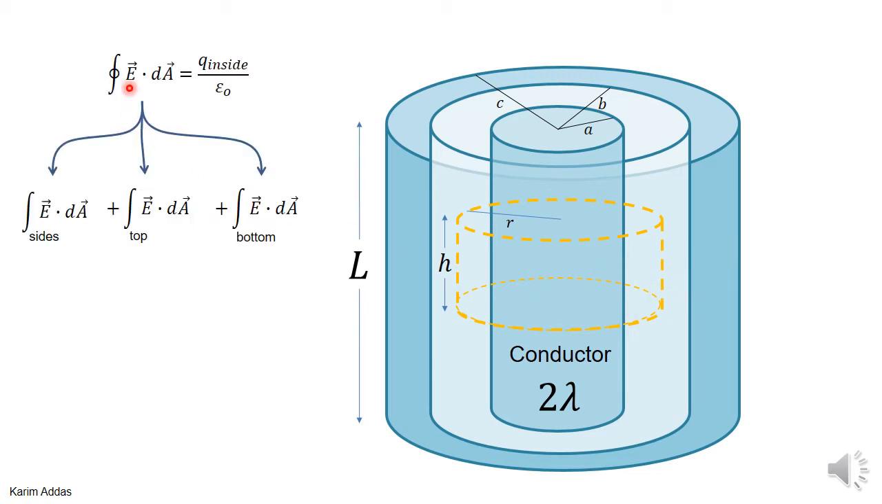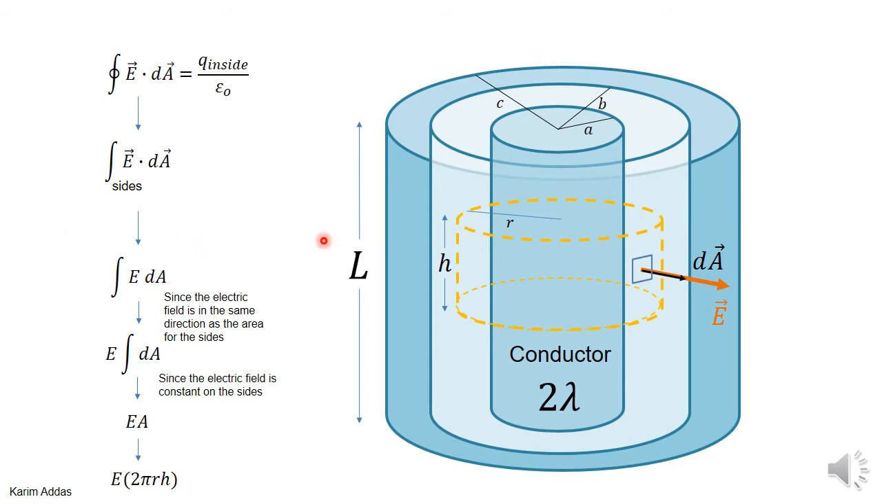Okay, so now let's use Gauss's law. The left-hand side of Gauss's law has 3 terms. You have the sides, you have the top, you have the bottom. And we said before that the flux through the top surface and the bottom surface is 0. So this is 0 and this is 0. The only one that survives is the flux through the sides. And for the flux through the sides, the angle between electric field and area vectors is 0 everywhere on this cylinder. So E dot dA becomes E dA.